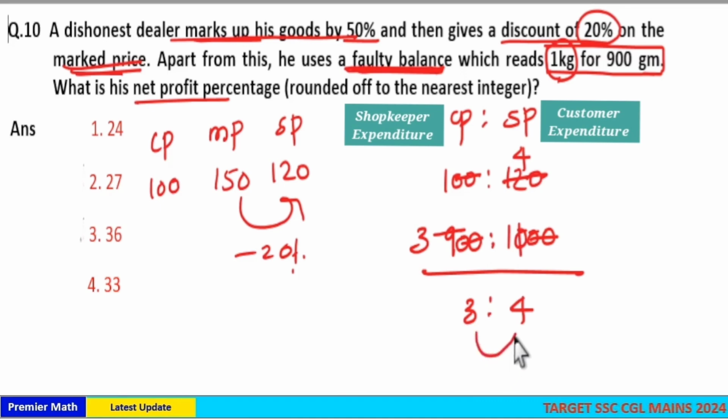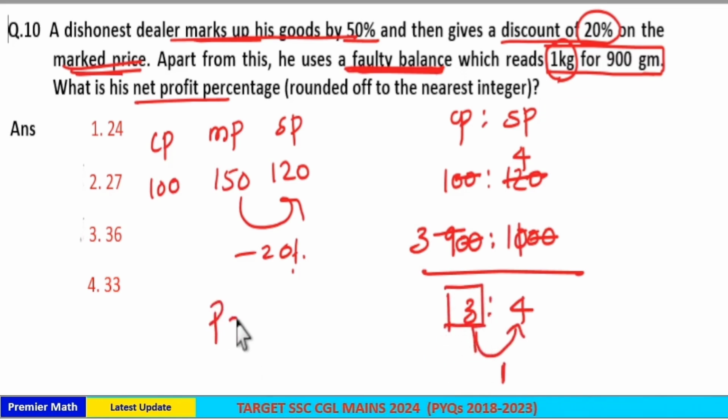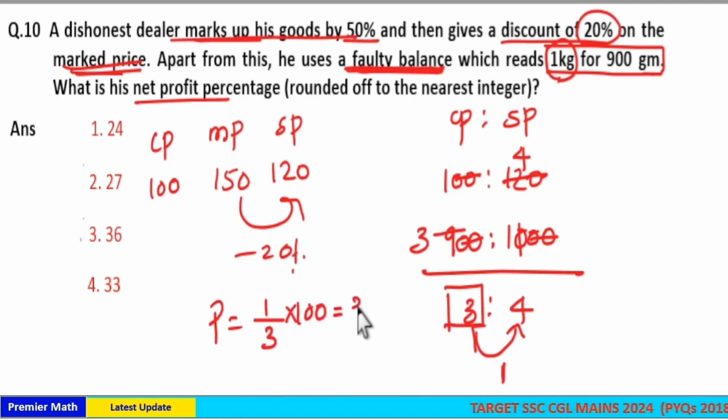Now if you take the difference, it is equal to one part. This one part is generated out of this 3-part cost price. So profit is equal to 1 out of 3 into 100, which is equal to 33.33%. Option 4 is your answer.